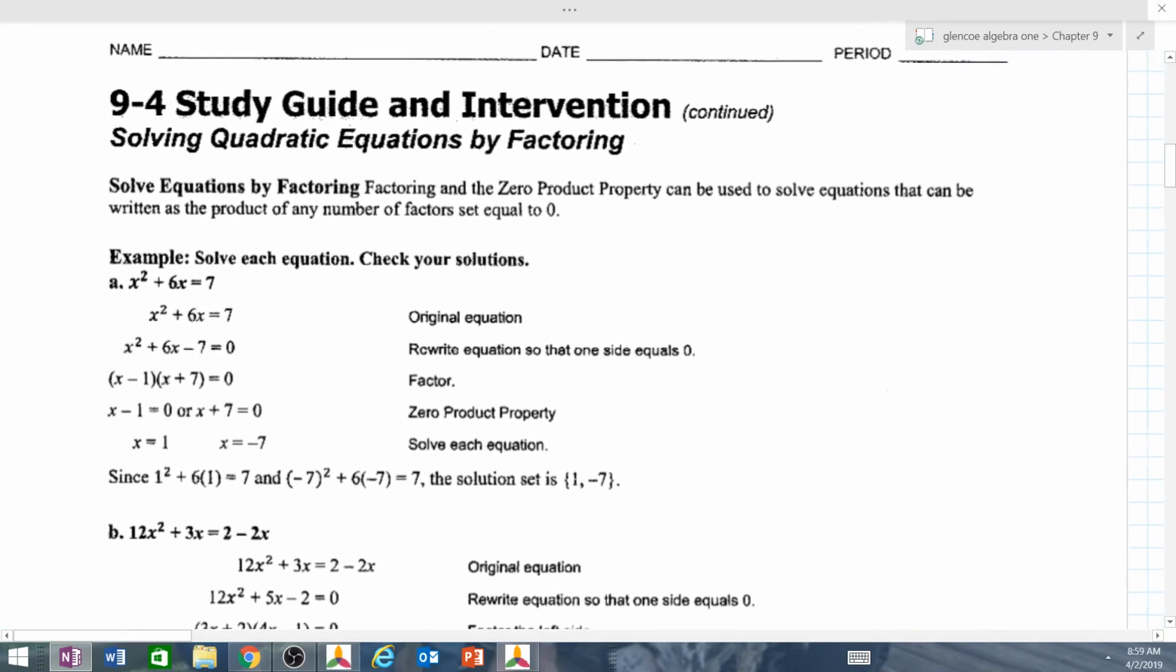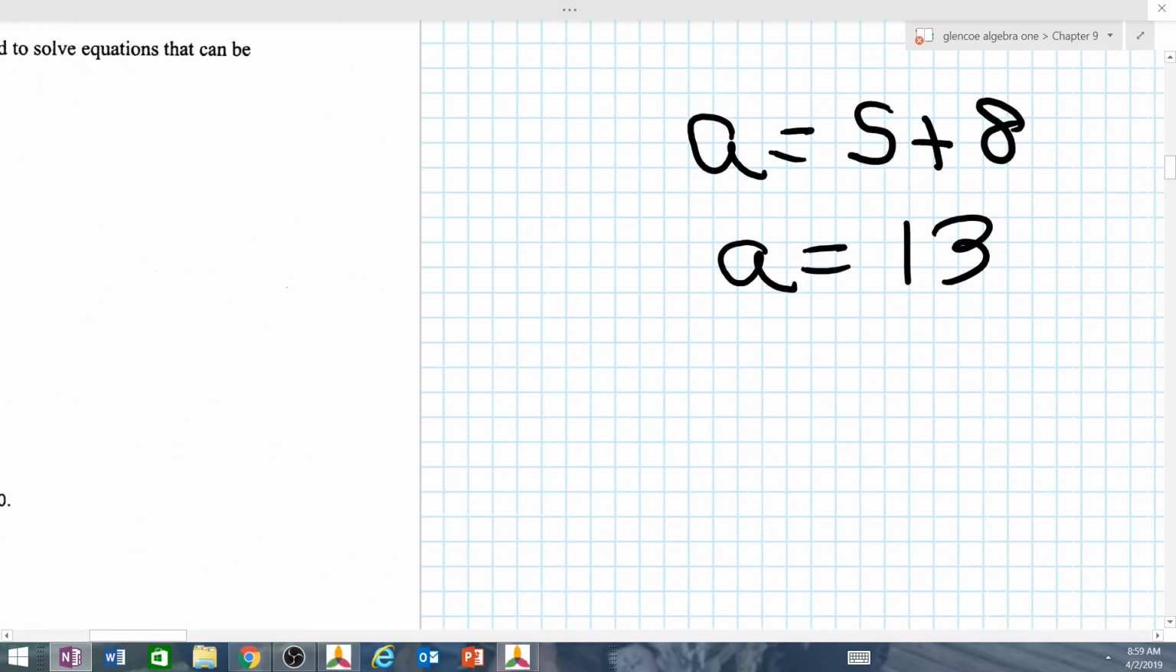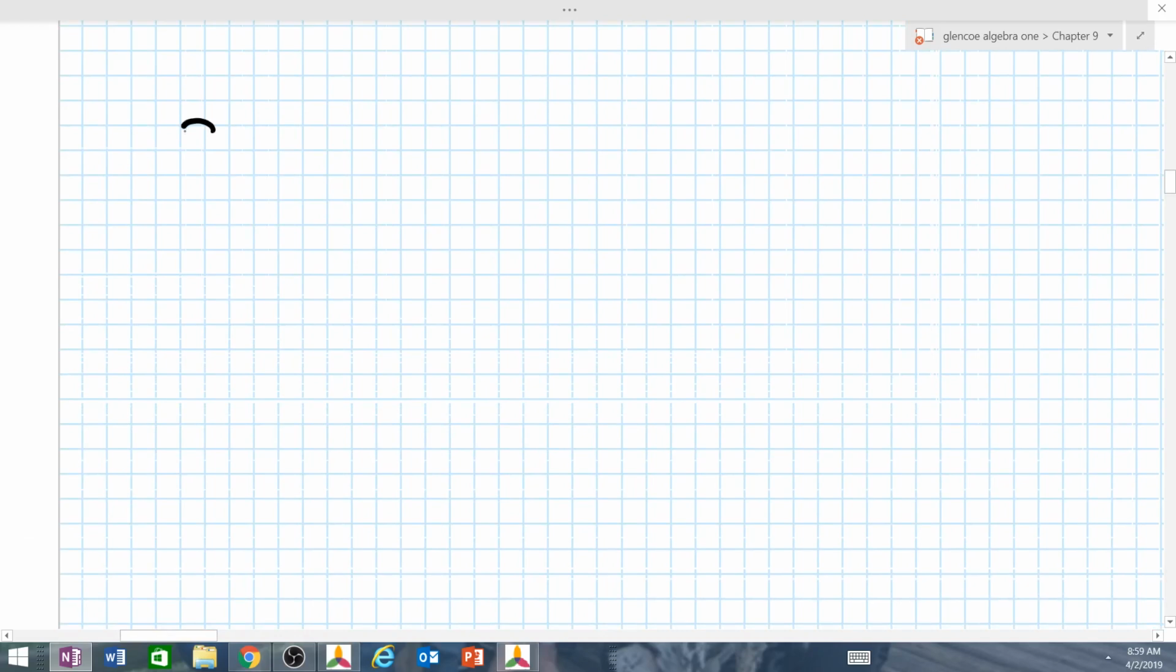Let's go ahead and use the one in our notes. x² + 6x = 7. So let me just give you a hint. Every single time it asks you to solve a quadratic equation, I would always ask, can I factor it and zipper it first?